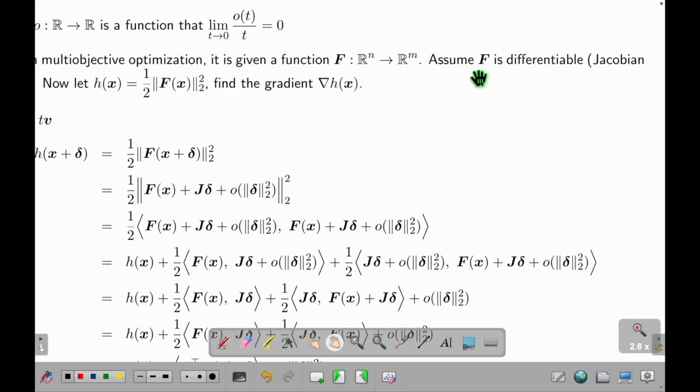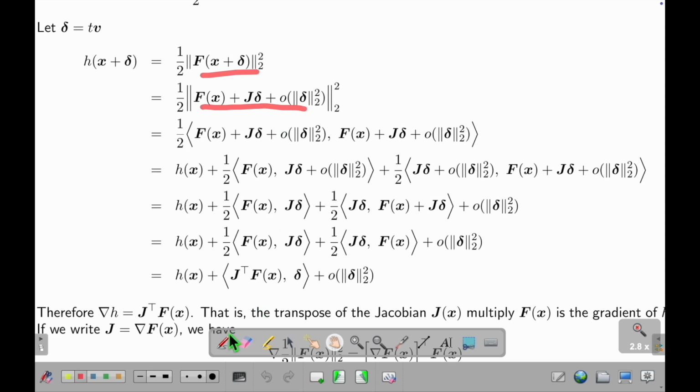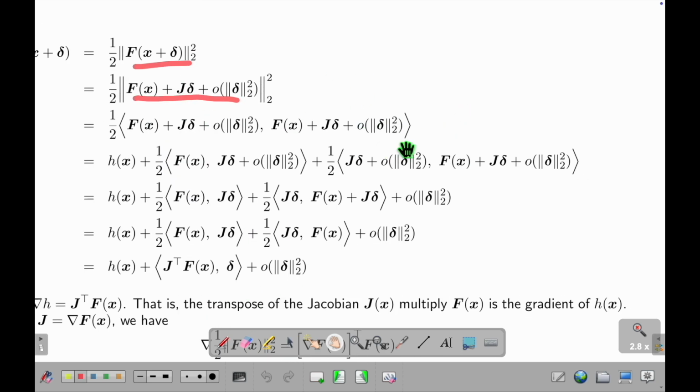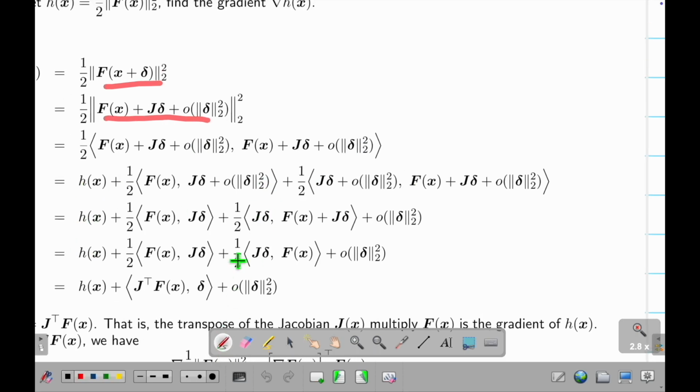That means I have Taylor expansion. So this one is Taylor expansion. Then this is inner product. I just make it a very big bracket of these two things. Now, in these few lines I skip a lot of things, but let me tell you what's happening here.